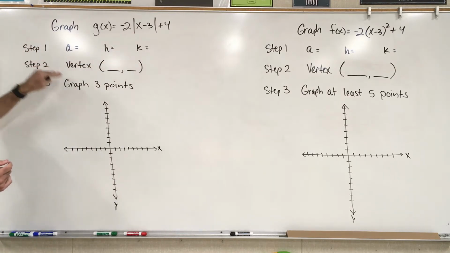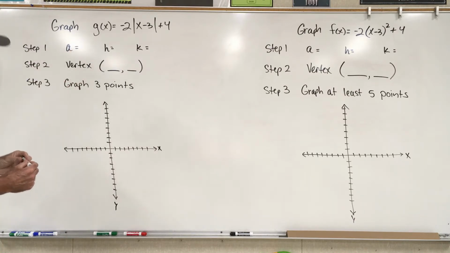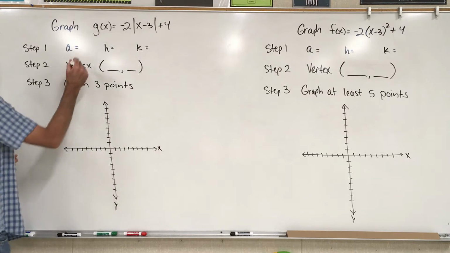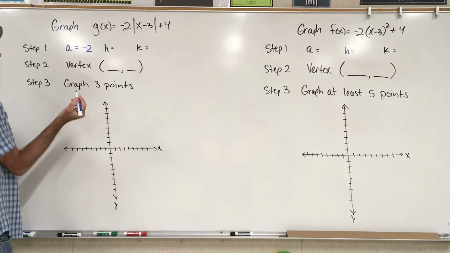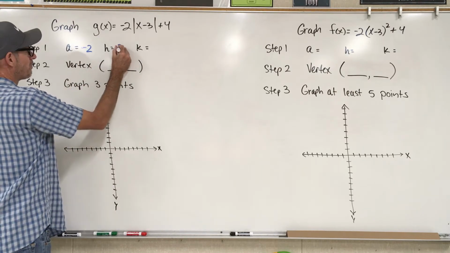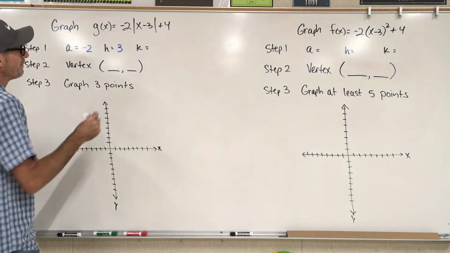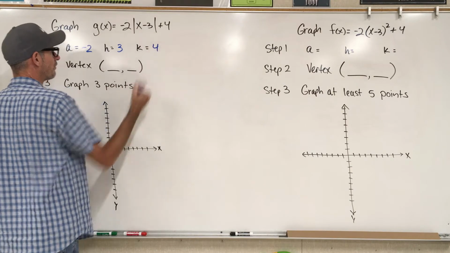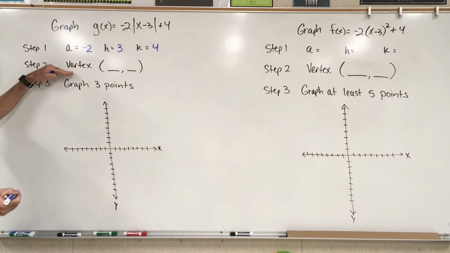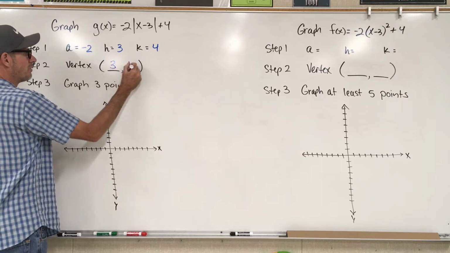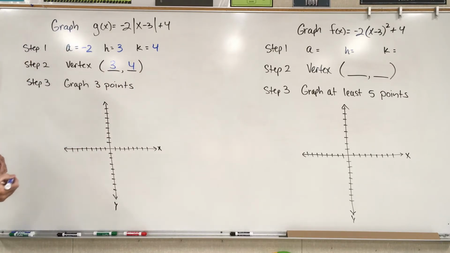Step number 1 is to identify what your a, your h, and your k values are. So our a value is -2. Our h value is +3. That's not a mistake. It is +3. And our k value is 4. So our vertex is h comma k. So our vertex is 3 comma 4. And now we need to graph 3 points.